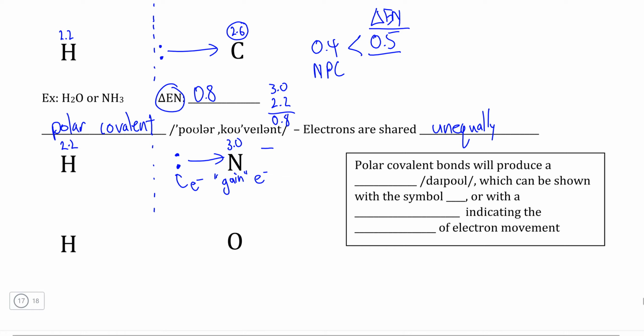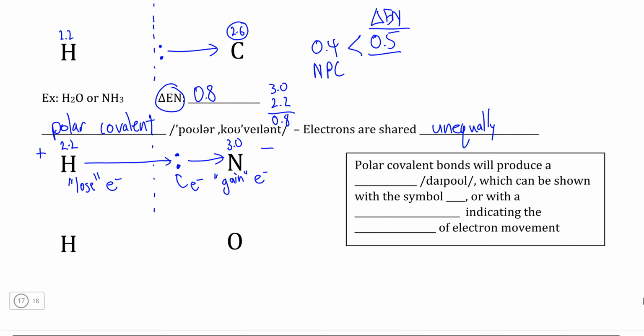a partial negative charge. Now, the other way that we can look at this is from the perspective of hydrogen. Because these electrons are being pulled away from hydrogen, we can say that hydrogen is losing electrons, even if the transfer is not complete, which at least partly gives it a small positive charge.